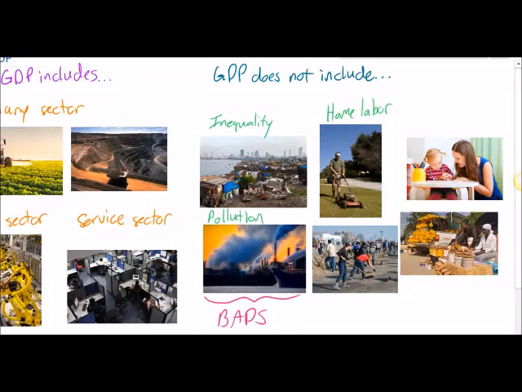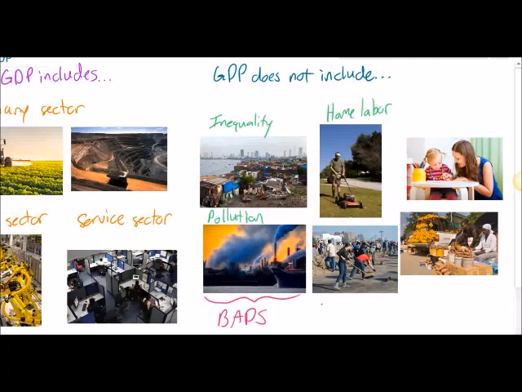So work that people do around the home, and this includes things like child rearing, mothers or fathers that stay home to take care of the children, their decision to do that actually makes the country's GDP smaller. Does it make the country worse off? Absolutely not. Society needs people to stay home and take care of their children. However, it's not recorded in GDP.